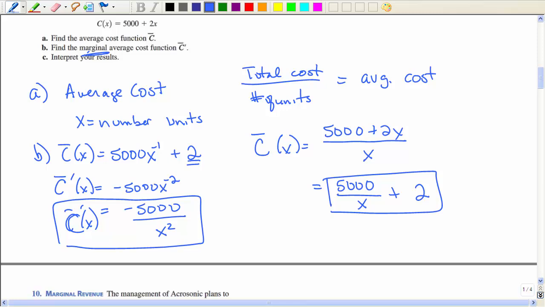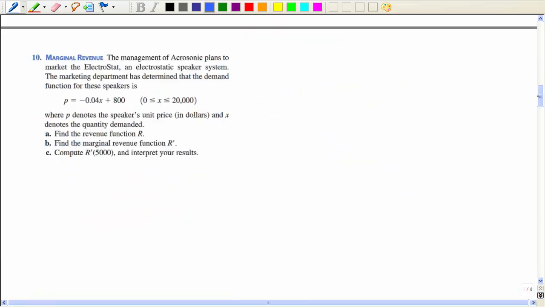Now it says interpret your results. That's a big, vague question. Interpret your results. Well, let's see. I want you to notice that this fraction is always going to be negative. So no matter what x is, the marginal average cost is negative. What does that mean in the real world? I'm not real sure, but this is what I am interested in. All right, so let's put a little bit more into it.